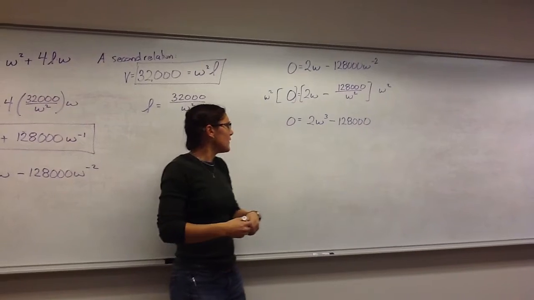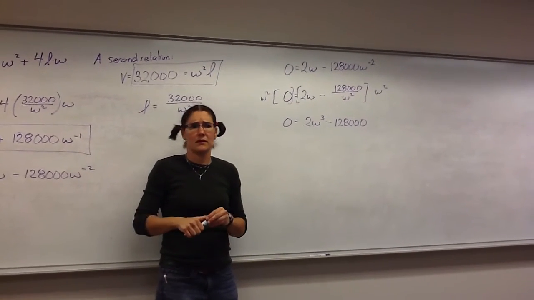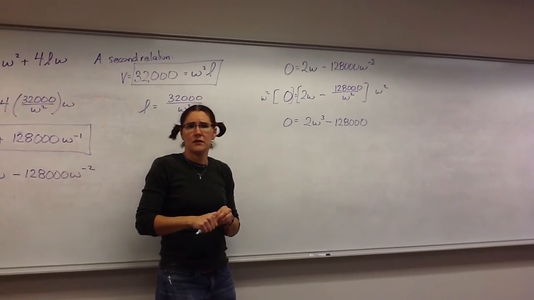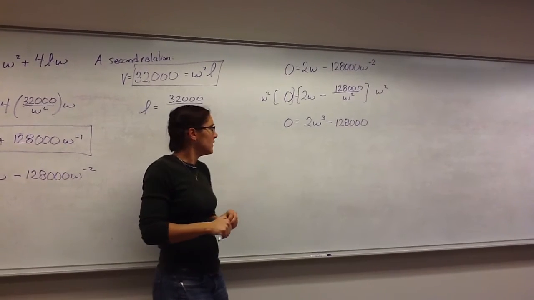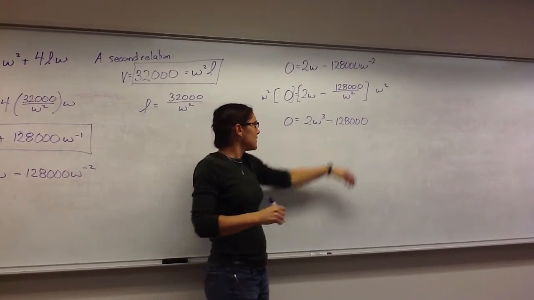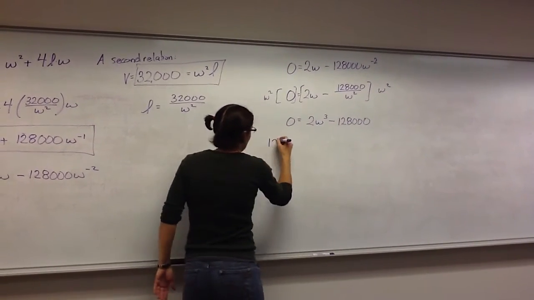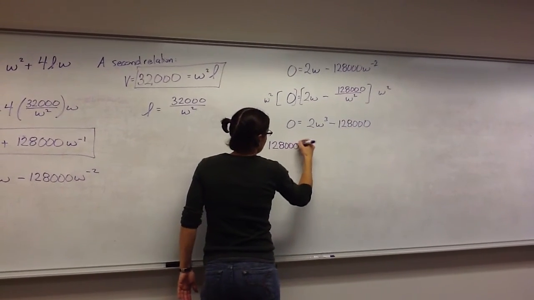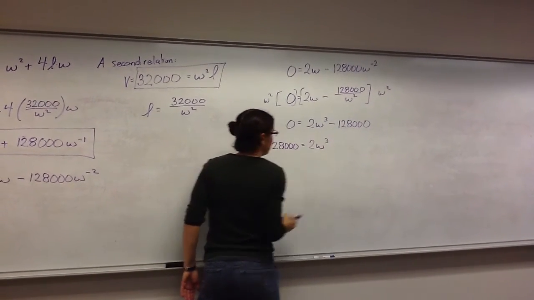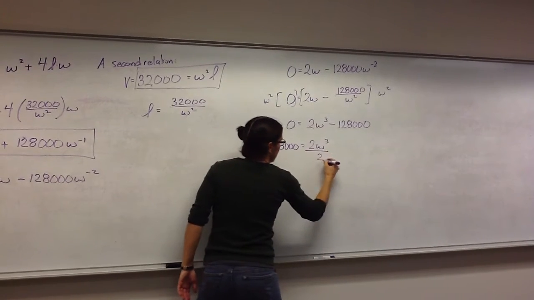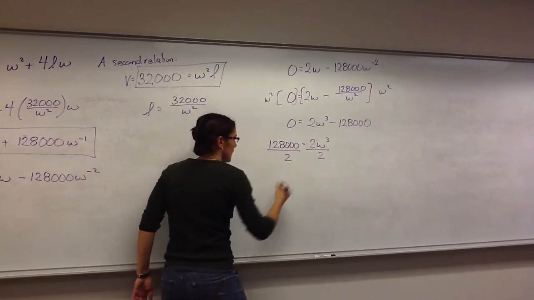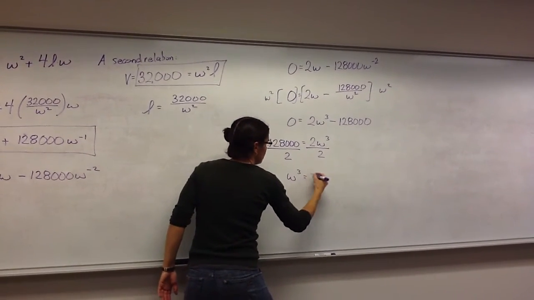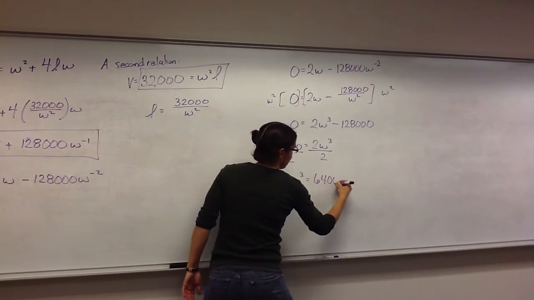If I still want to solve for W, what's my next step? Yeah, let's remove that 128,000, so we'll add that to both sides, and we have 128,000 is equal to 2W cubed. We can divide both sides by 2, and we have W cubed is equal to 64,000.